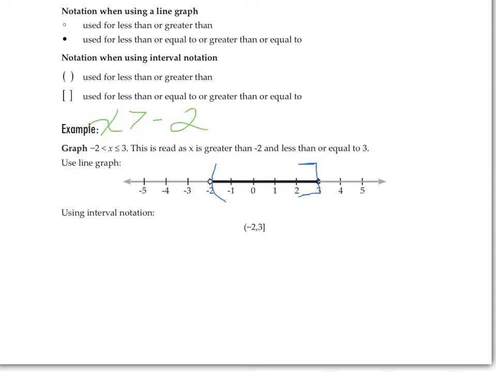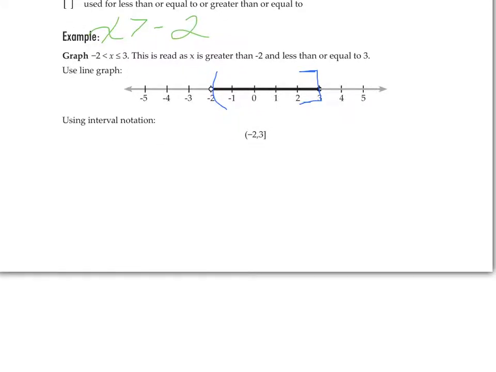So what we're saying is the values that are acceptable for x have to be greater than -2. At the same time, they have to be less than or equal to 3. So this shading indicates where all the values are greater than -2 and less than or equal to 3. Using interval notation, you can see the interval notation right here.